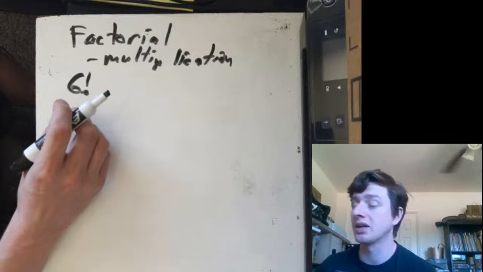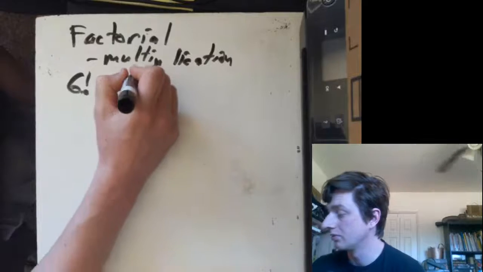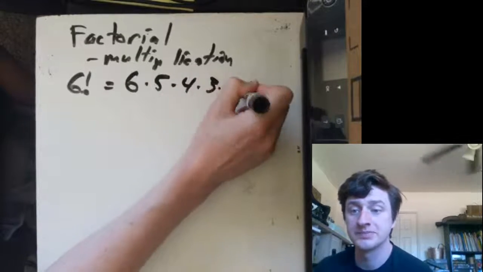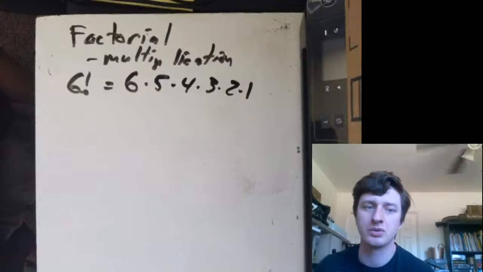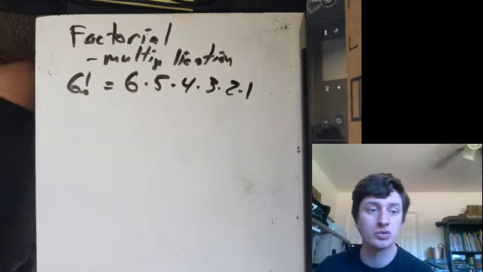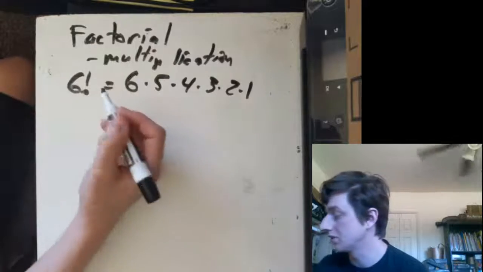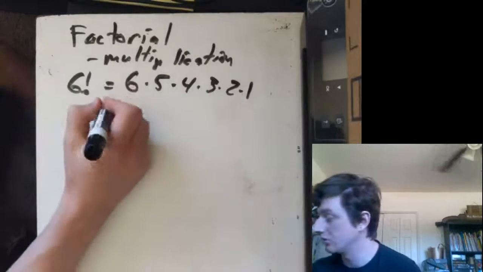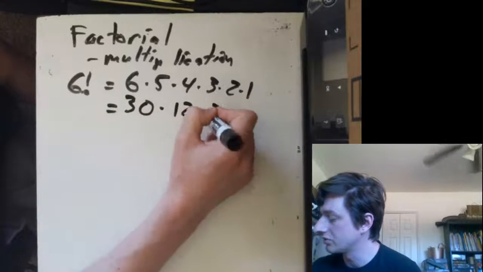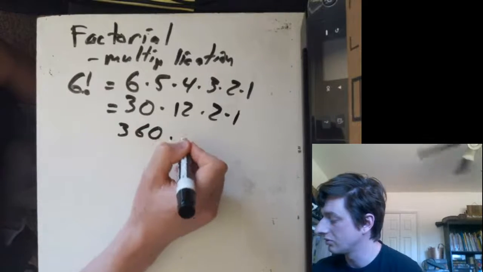is just 6 times all the numbers below it in order, including the 1, even though really you're multiplying by 1, it doesn't mean anything, but you include the 1. Right? And so we would just multiply all of those together and we get a number. Usually these factorial numbers are going to be really big because, well, it's multiplication. So we get 30, right, times 12, times 2, times 1. So this is just 360 times 2, which is 720.